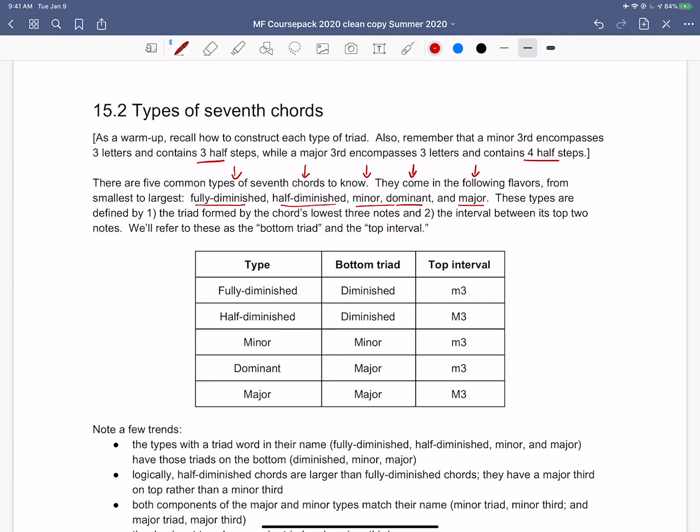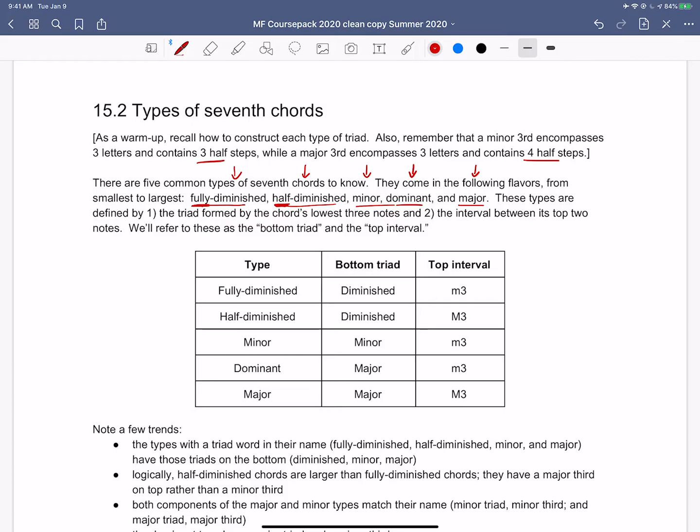One little bit of clarification here. Fully diminished should make sense as being the smallest one. It's been diminished all the way, so it's the smallest of the 5, and then half diminished comes after in this list. It's not been diminished all the way, it's just a little bit diminished. So again, fully diminished, half diminished, minor, dominant, and major. You want to memorize those as soon as possible.